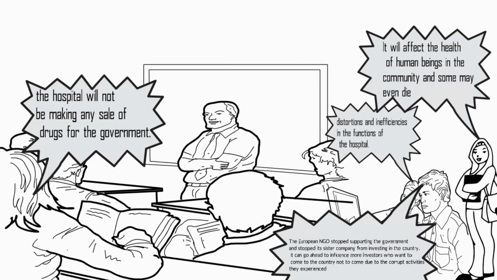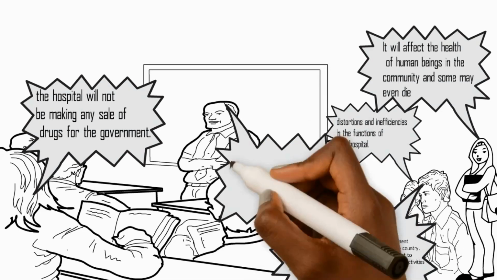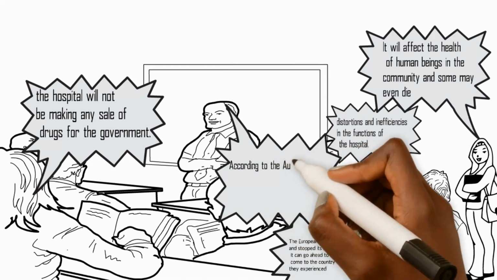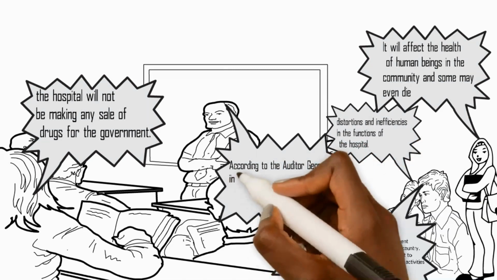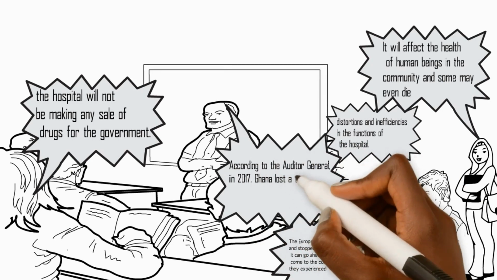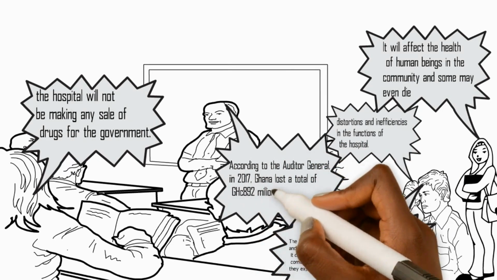The loss of revenue by the government will also influence the government's budget. There will not be enough funds to support a substantial budget. It's a good point. Another impact of corruption is revenue loss and its effect on government budget. According to the Auditor General in 2017, Ghana has lost a total of 892 million Ghana cedis due to financial weaknesses and irregularities.